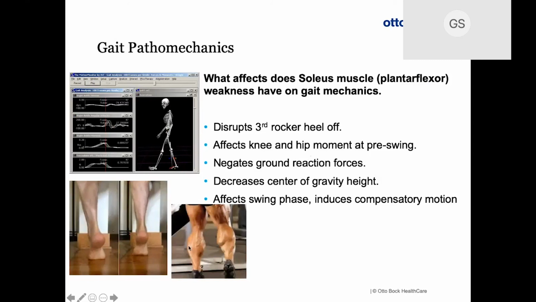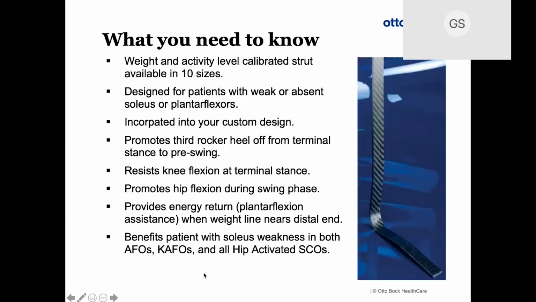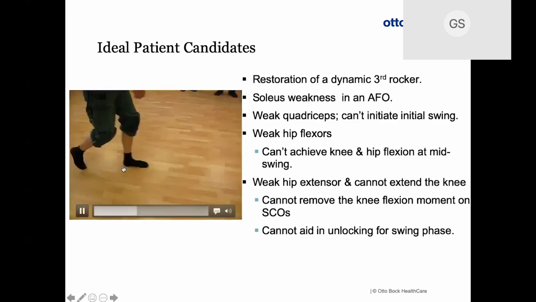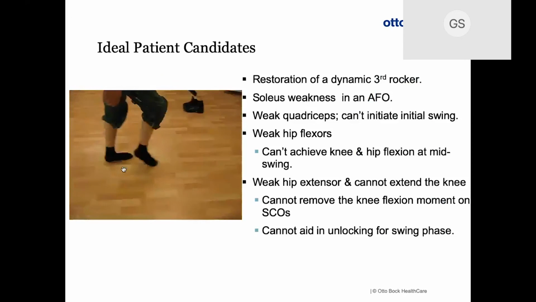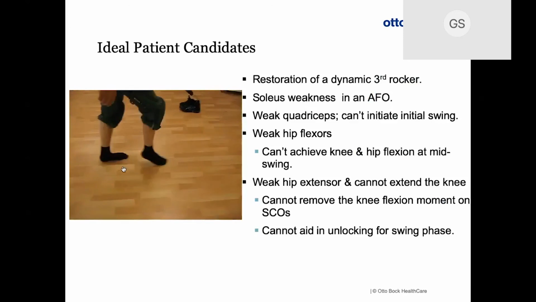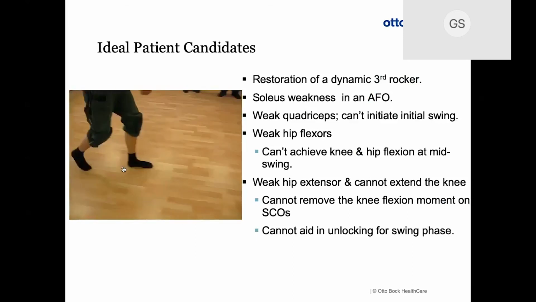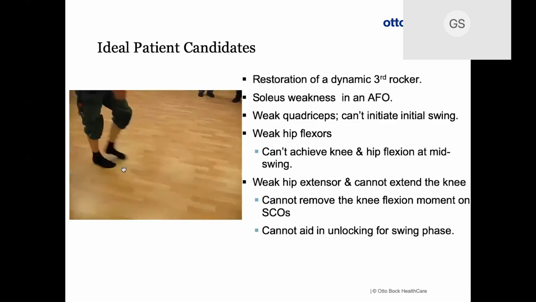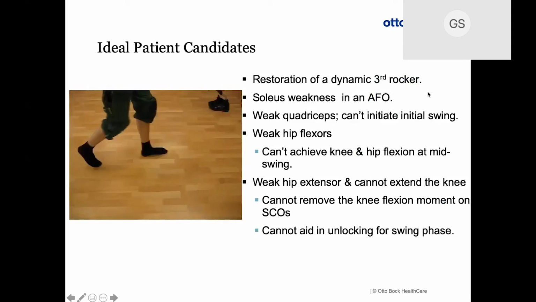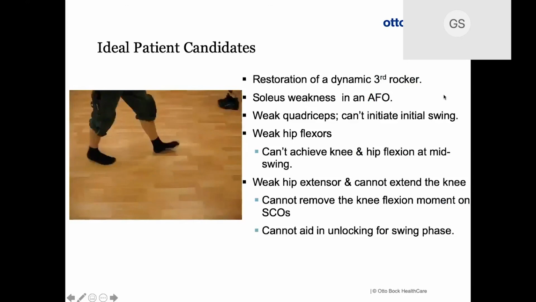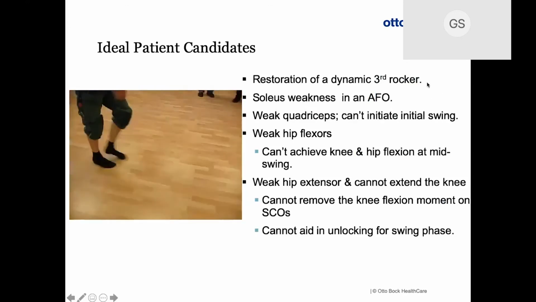I'm just kidding. But you can see we're always looking at when does the heel pop off the floor, and this is so important. So when we look at who are the ideal candidates, it's really the restoration of that third rocker. Here you can see that patient is kind of slipping their limb forward, and they're limiting the amount of time spent on their limb. So sometimes the weak quadriceps cannot initiate that amount of control. And then maybe they may even have weak hip extensors or flexors, so they can't achieve the knee and hip flexion necessary during swing.